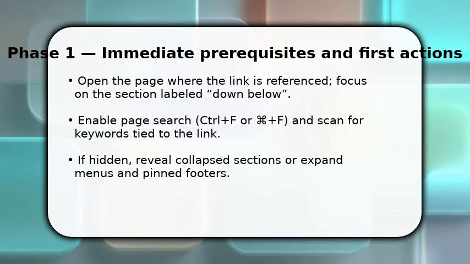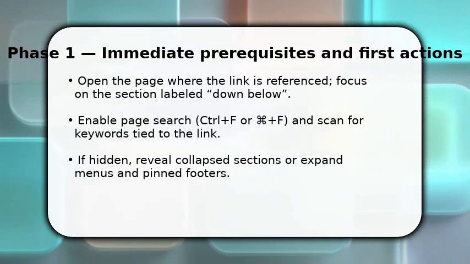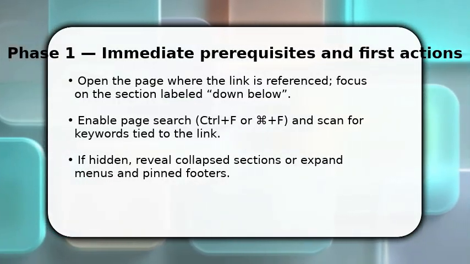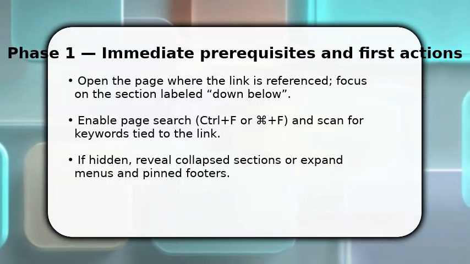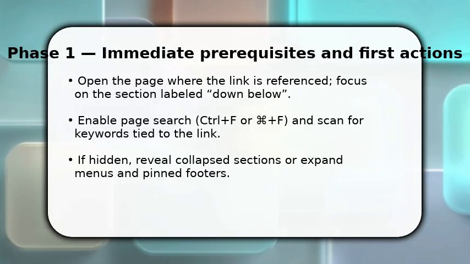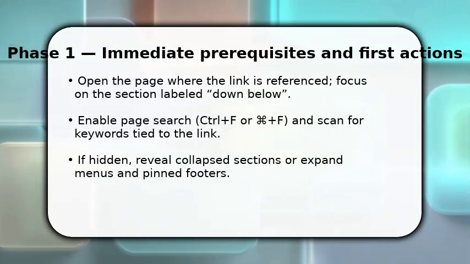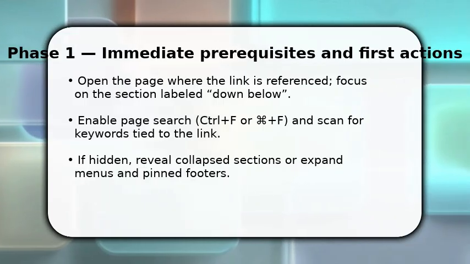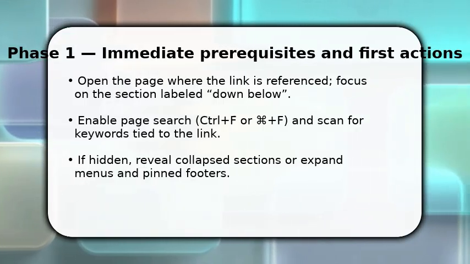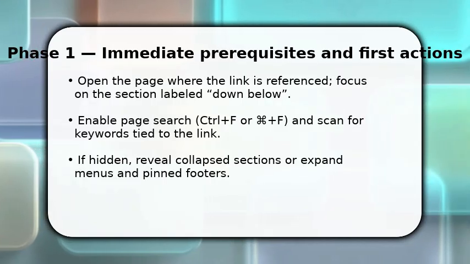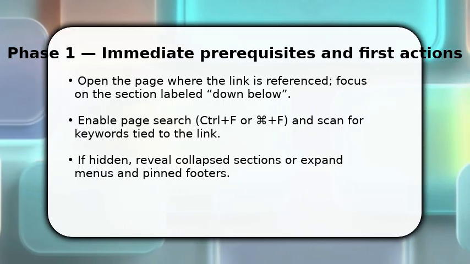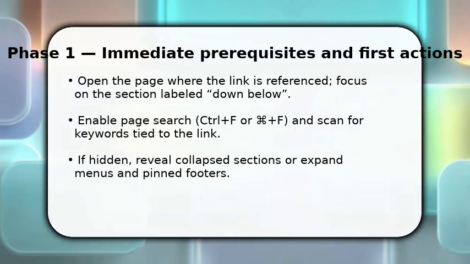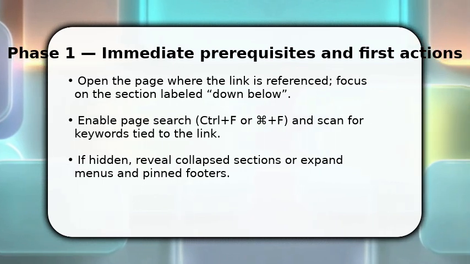You start by getting straight to the element. Open the exact page and target the area called Down Below. Use the Find tool, Ctrl+F or Command+F, and type a clear keyword related to the link because that narrows results quickly. Once you see matches, make sure to expand any collapsed sections, hidden menus, or footers that often hide links. If a link is in a list or button, hover first to get the URL preview. This saves time and prevents accidental navigation.